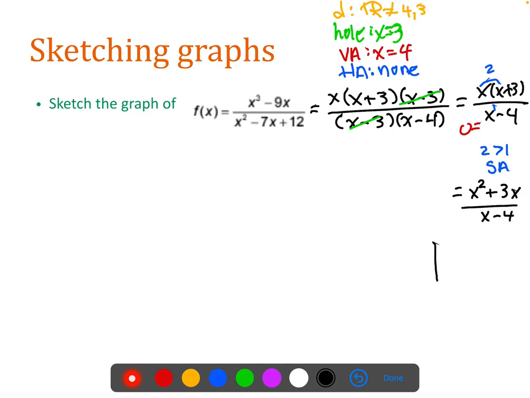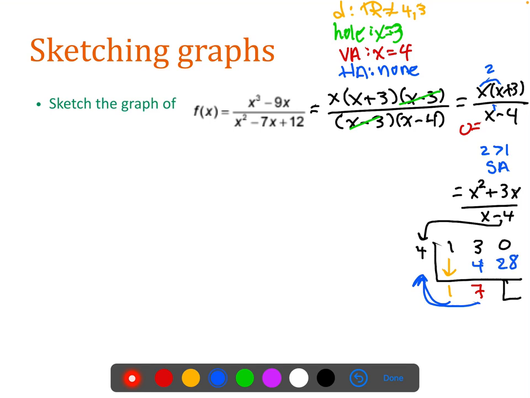So I'm going to go ahead and distribute that. X times x is x squared plus 3x over x minus 4, because I want to find that slant asymptote. So 1x squared plus 3x plus no numbers. Remember, you have to put in a placeholder of 0. Negative 4 becomes 4. Bring down the first one. Multiply. Add. Multiply. 7 times 4 is 28. 28 and 0 make 28.